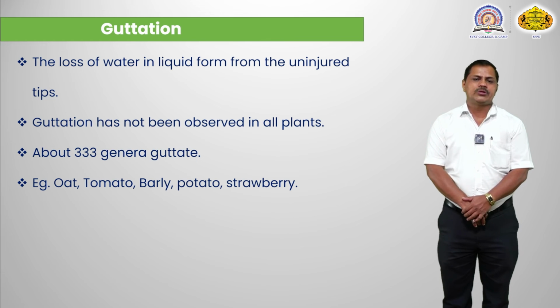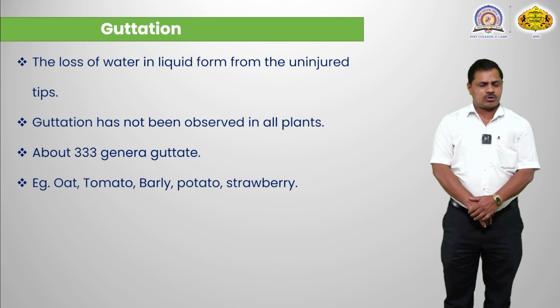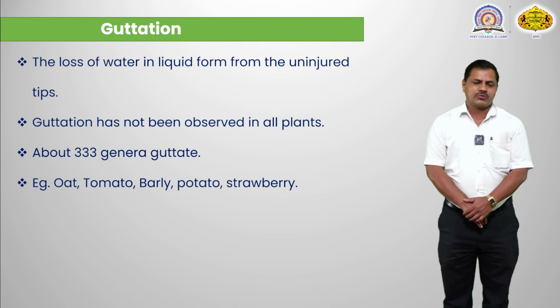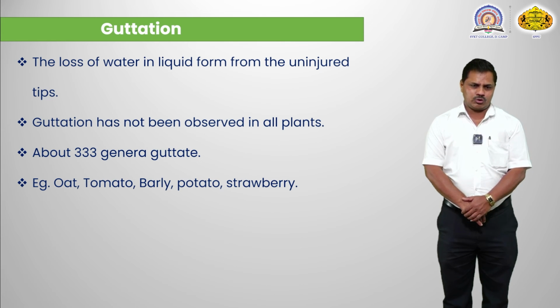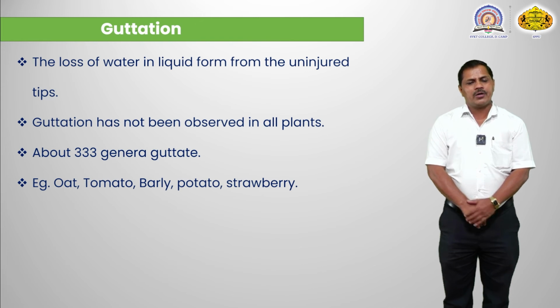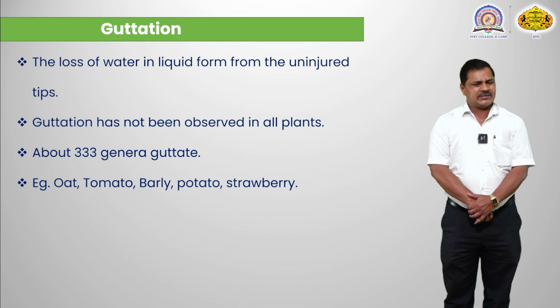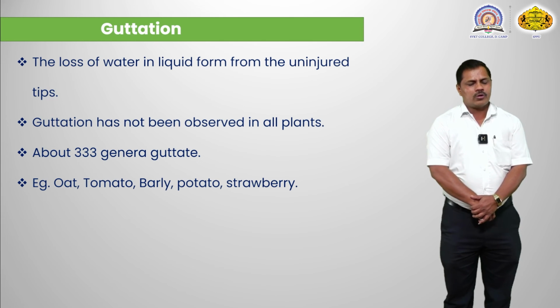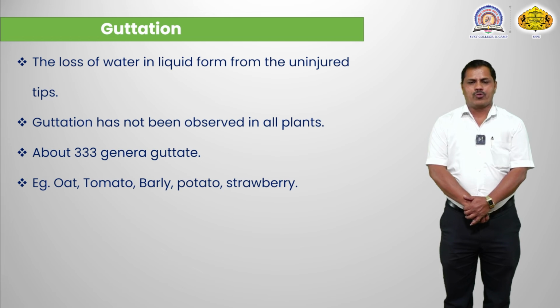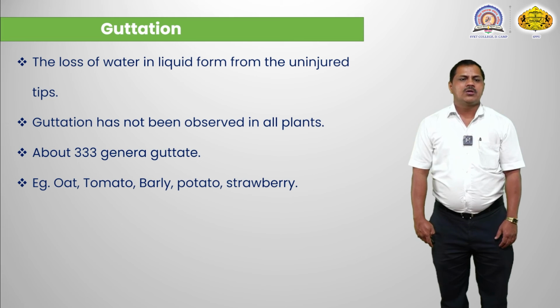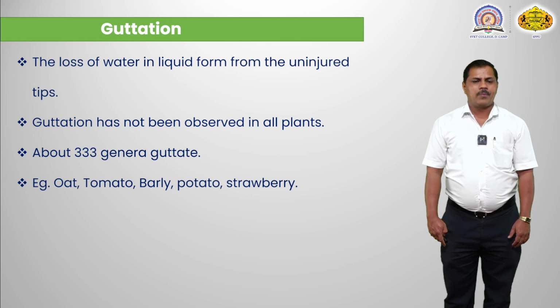Guttation has not been observed in all plants. Only a few species, mostly grasses and certain others of the Poaceae family, lose a huge amount of water molecules to the outside. Small droplets appear at the marginal portion. About 333 genera show guttation. The best examples are oat, tomato, barley, potato, and strawberry. These are just a few examples of loss of water in liquid form.